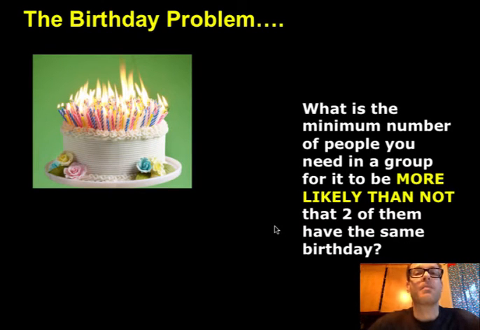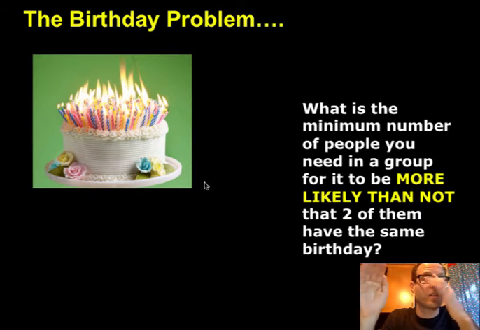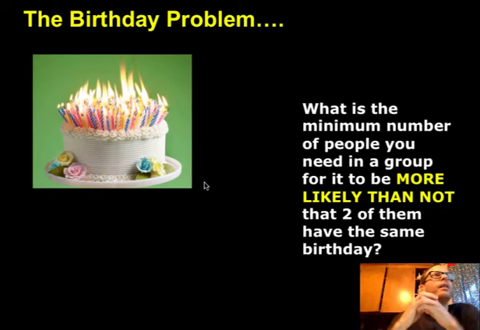Okay, what is the minimum number of people you need in a group for it to be more likely than not that two of them have the same birthday? Okay, so think about this for a second. 365 days in the year. How many people would you need to get in a room to make it more likely than not that two of them share the same birthday?